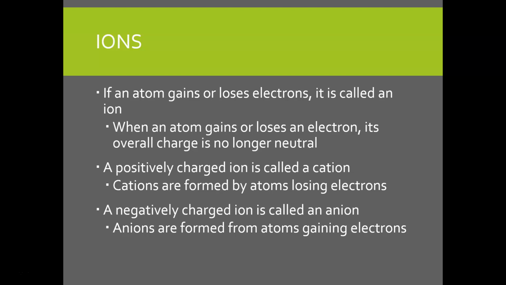We call a positively charged ion a cation, and cations are usually formed by losing electrons, and when you lose a negative, it becomes positive. And negatively charged ions are called an anion, and anions are formed by gaining electrons, because once again, electrons have a negative charge, so when we add to them, you're going to go negative.